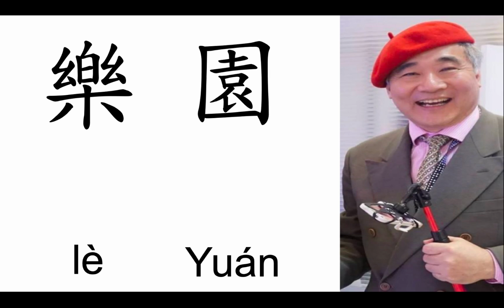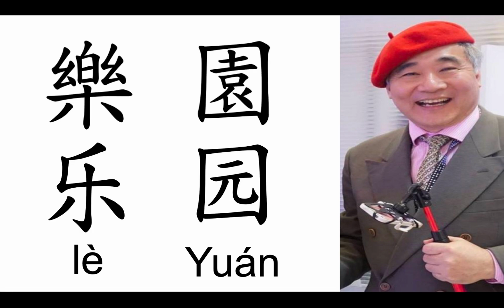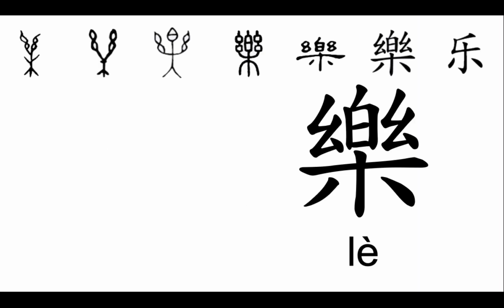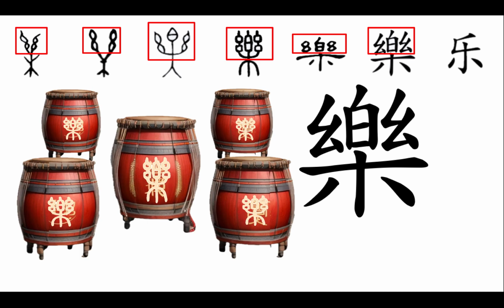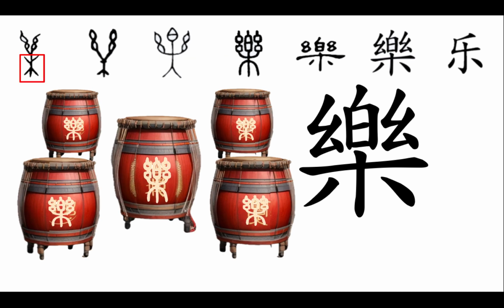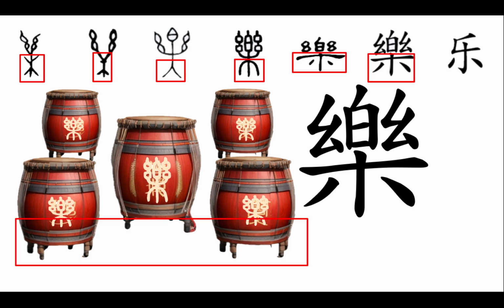Today, we're going to explore the Chinese characters 乐园 which means paradise or playground. The first character 乐 is composed of two parts. The upper part represents a variety of musical instruments, while the lower part 木 symbolizes the stand for musical instruments. Hence, the original meaning of 乐 was musical instrument.